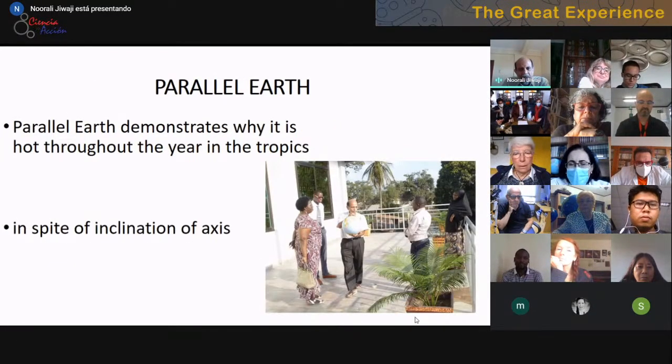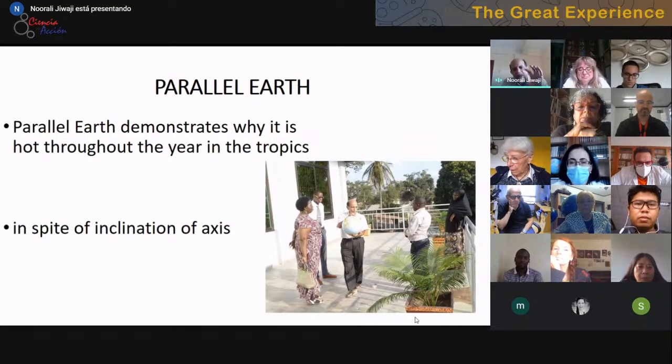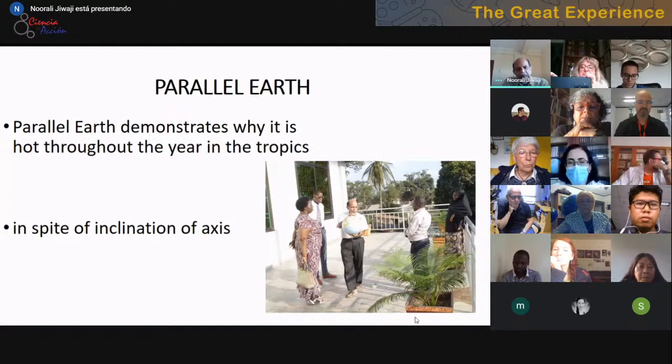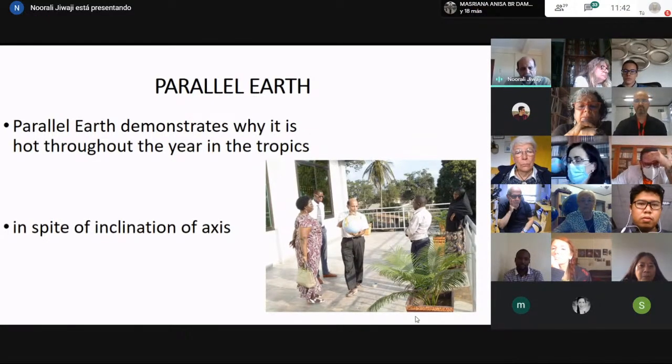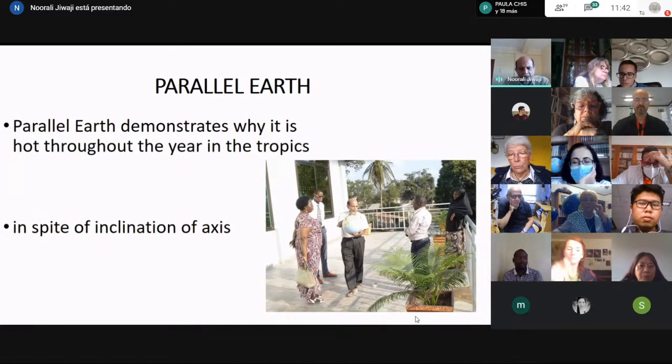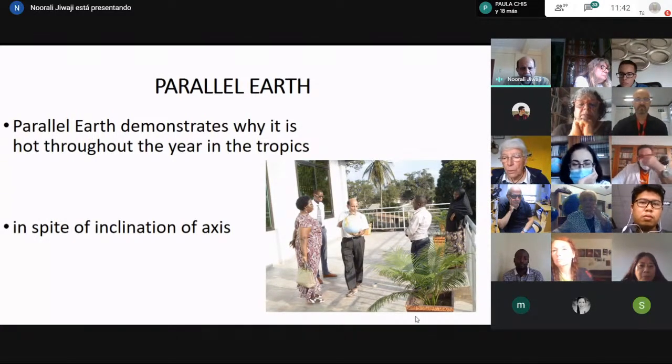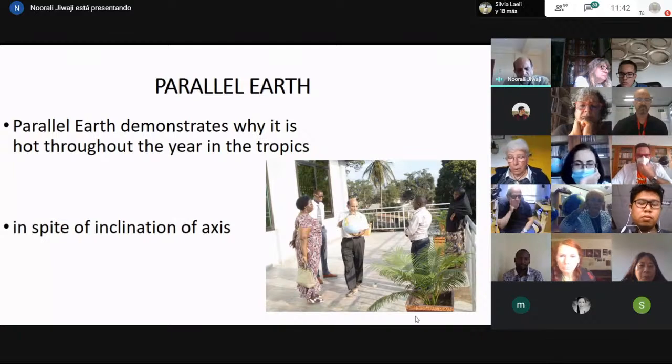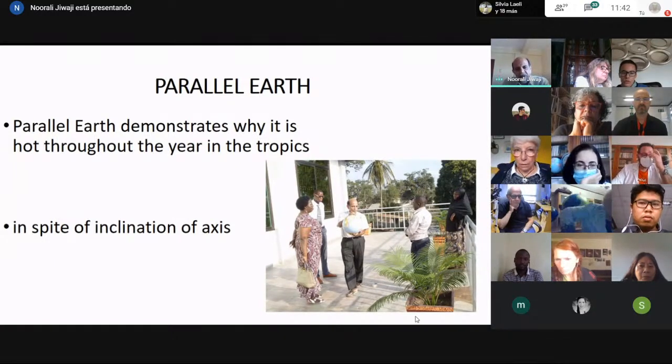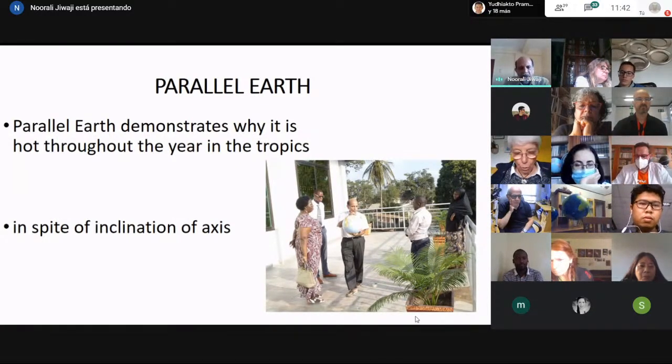So the parallel Earth allowed us to explain now that our teachers, we are giving them the opportunity or the way to explain how seasons occur and how it is always hot in the tropics, in spite of the inclination of the axis. So although the axis of the Earth is inclined, the amount of sun that we get still remains almost the same throughout the year.